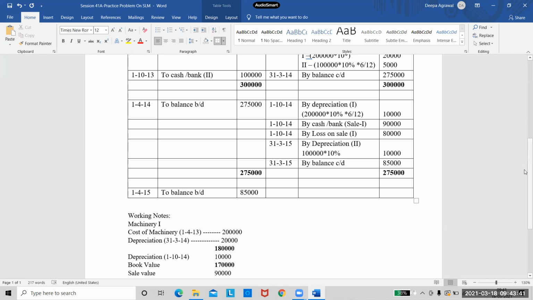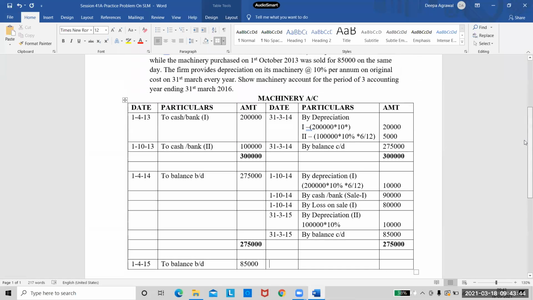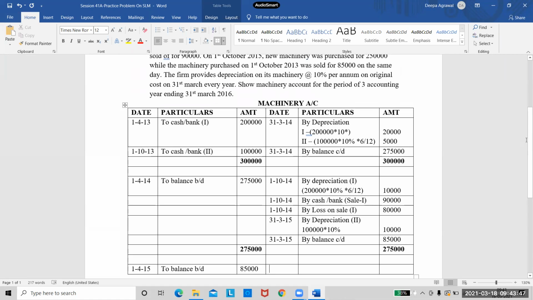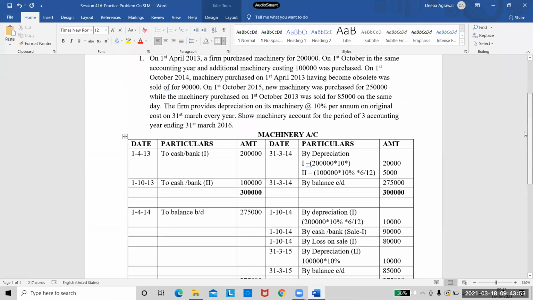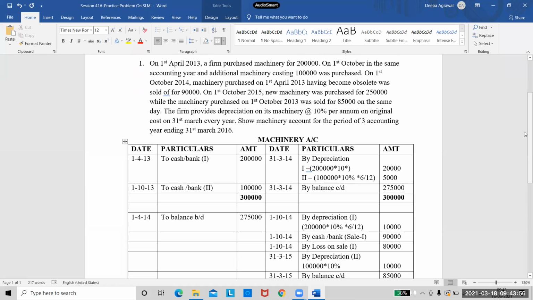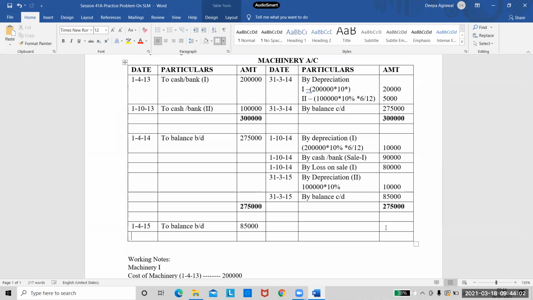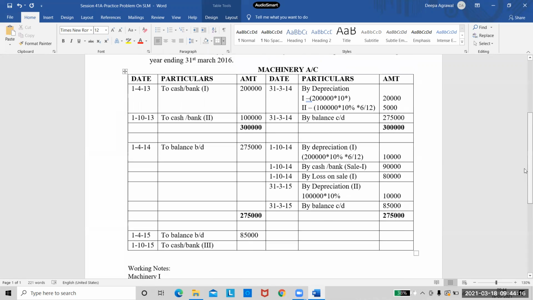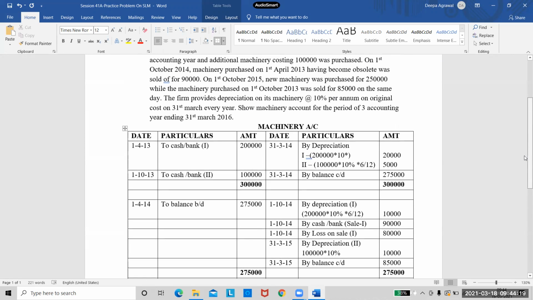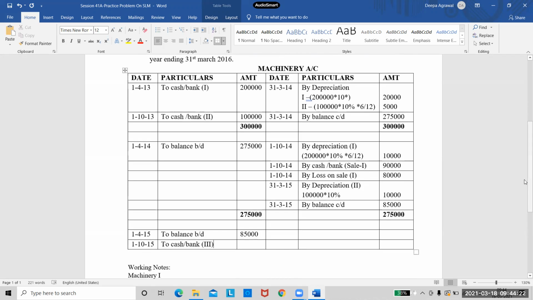Now see, when is my third machinery purchase? He says on 1st October 2015. So that means in this year itself, right? So come back here, write here date again as 1st October 2015. You will write the entry as to cash/bank in brackets machinery number 3. And see for how much are you purchasing the third machinery? 2,50,000.